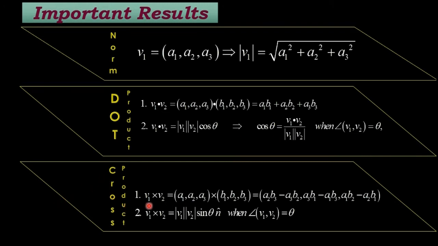Cross product v1 cross v2, (a1, a2, a3) cross (b1, b2, b3) is equal to (a2 b3 minus a3 b2, a3 b1 minus a1 b3, a1 b2 minus a2 b1). If the angle between two vectors v1 and v2 is theta, then this cross product v1 cross v2 is equal to norm of v1 into norm of v2 into sin theta into n cap. N cap is a unit vector perpendicular to the plane made by v1 and v2.